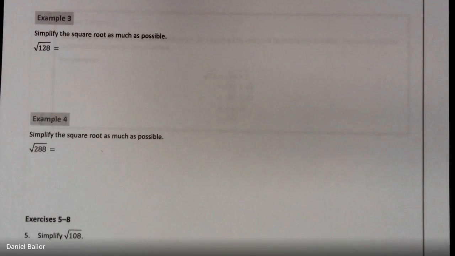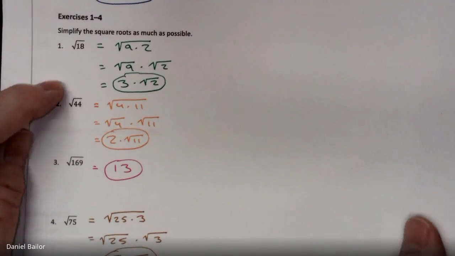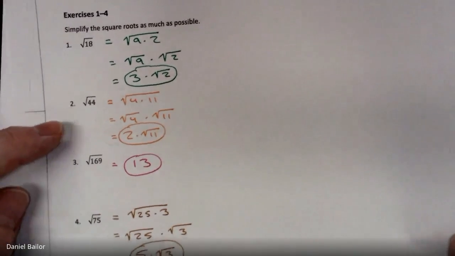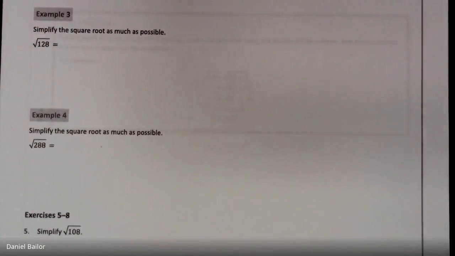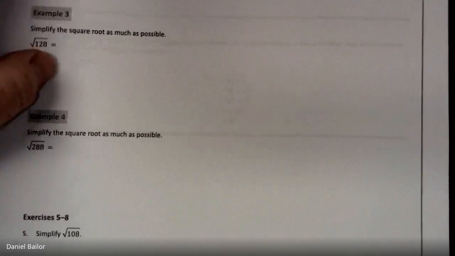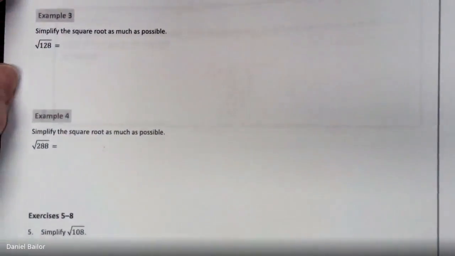For these, you could probably think and make the factors of 18. You know the factors of 44. You know the factors of 75. You probably do not know the factors of 128. I'll be honest, I do not know the factors of 128. So this is going to take a little bit more work. So let's try breaking this up into other factors.